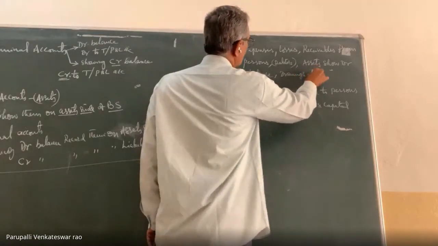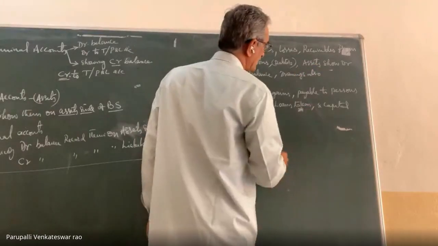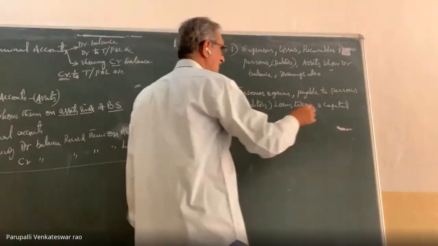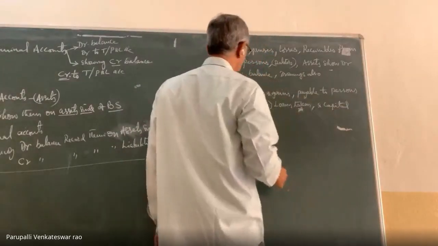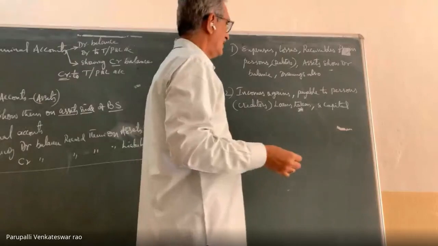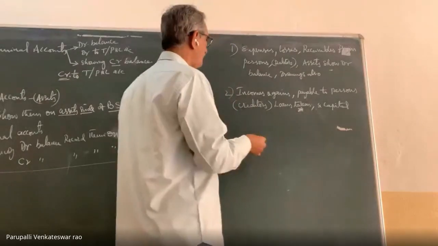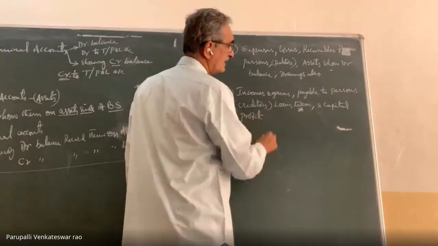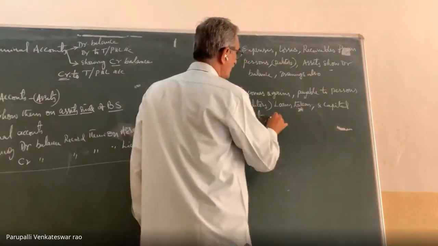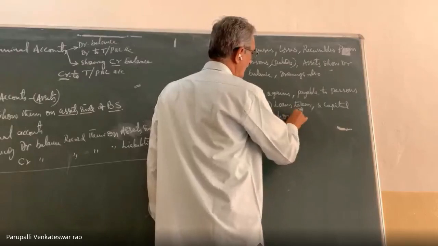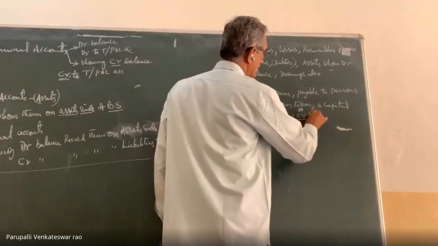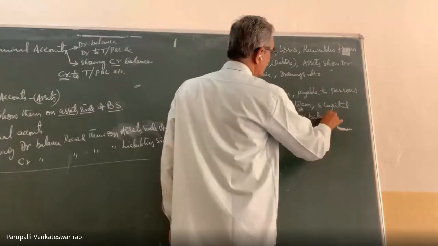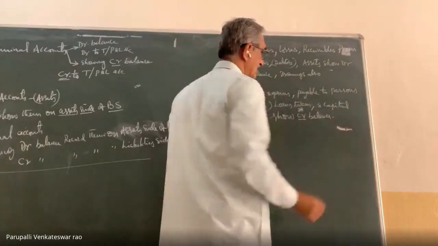Drawings also. Capital also, the amount we have to pay to the owner. They show profits also. Profits. Show credit balance.